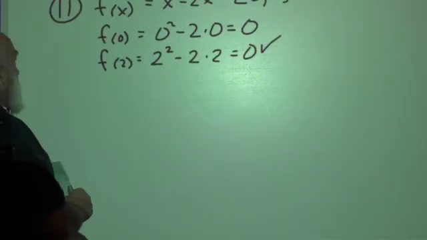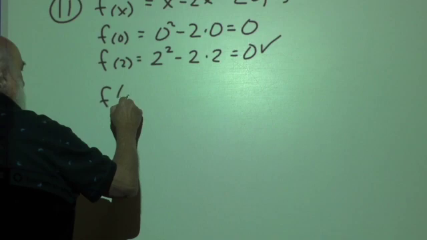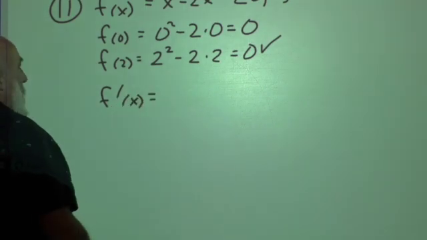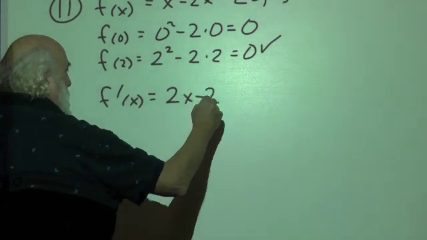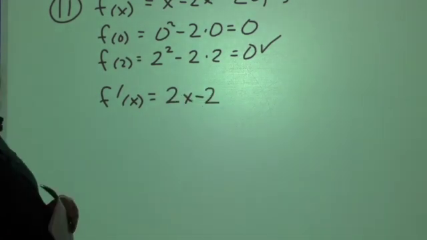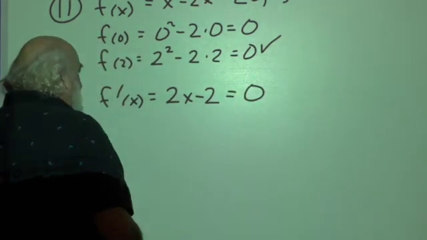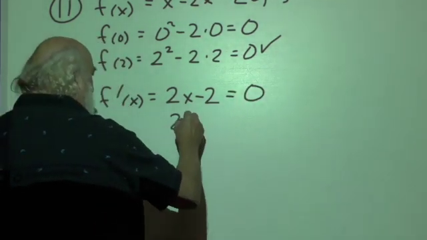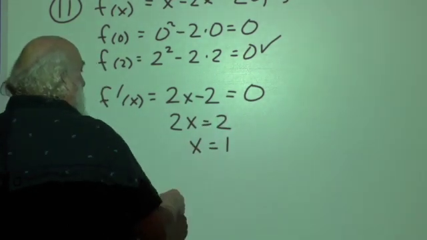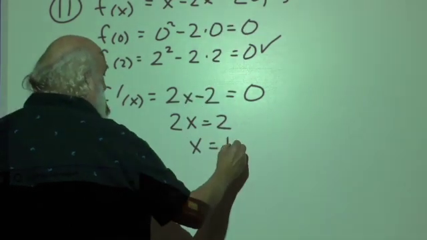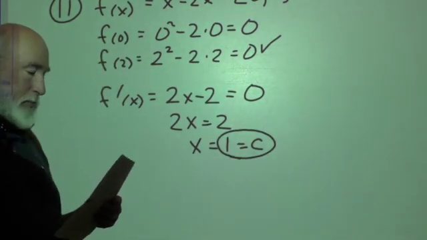Okay, so let's take a look at that. So now we need to find the derivative of f of x. And so when we do that, we get 2x minus 2. Now we set that equal to 0 and solve for x. And this is going to give us 2x equals 2, and x equals 1. And then this is between 0 and 2. This is our c, and there's our answer.